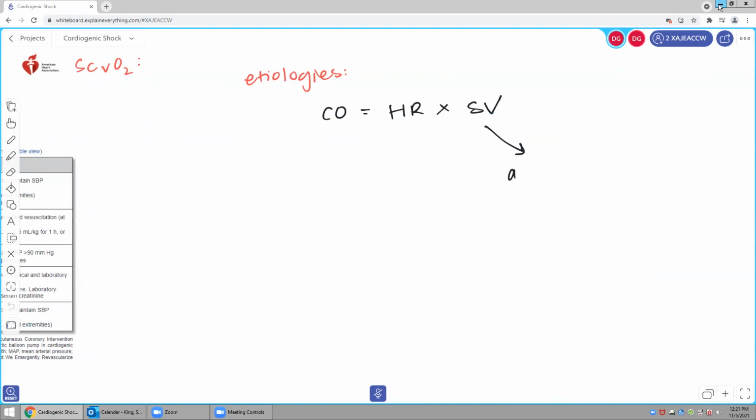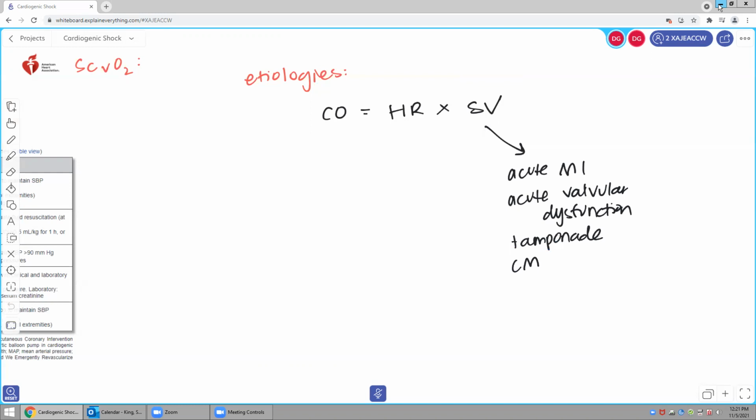Great, acute MI. Yeah, which valves? Yeah, usually left-sided dysfunction, acute aortic or mitral regurg. Great, what else? Yeah, so you can have acute isolated right ventricular failure. Yeah, great. Or acute decompensation of an existing cardiomyopathy.